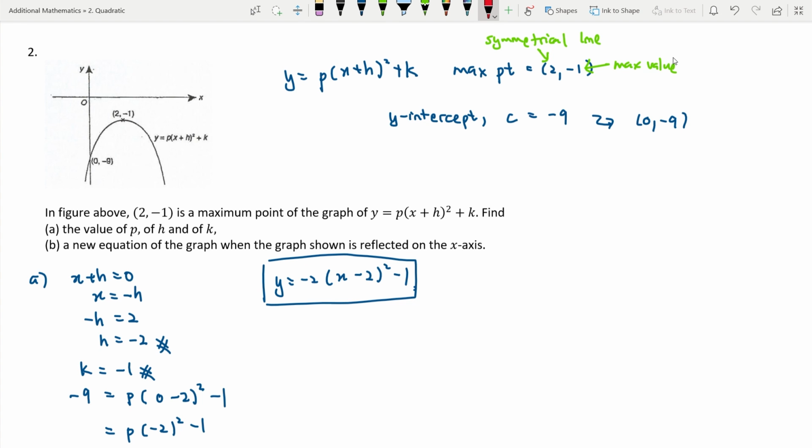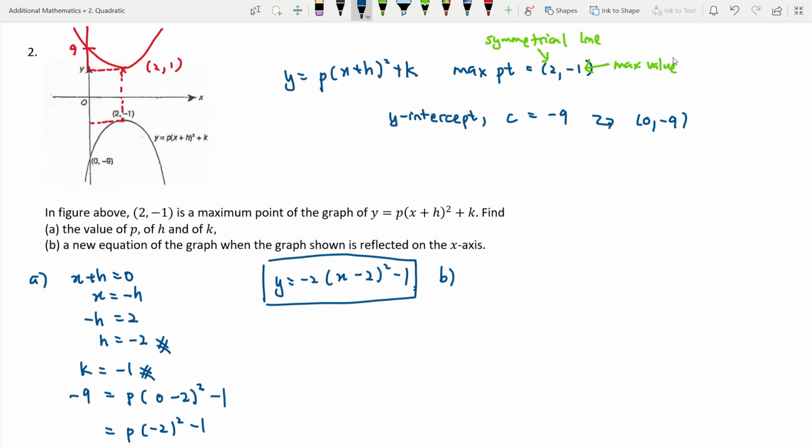B. Find a new equation of the graph when the graph shown is reflected on the x-axis. When the graph is reflected on the x-axis, it will look like this. The original y-intercept is negative 9. Since it is reflected on the x-axis, now it becomes 9. Instead of a maximum value, the new graph will have a minimum value. The coordinate is (2, 1).